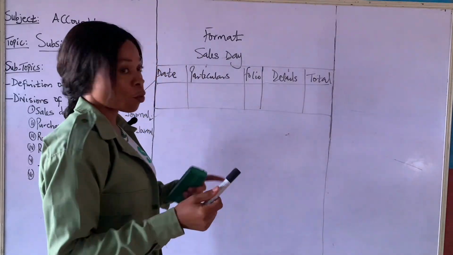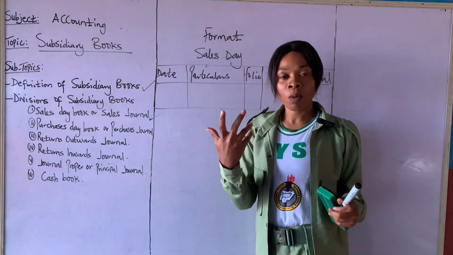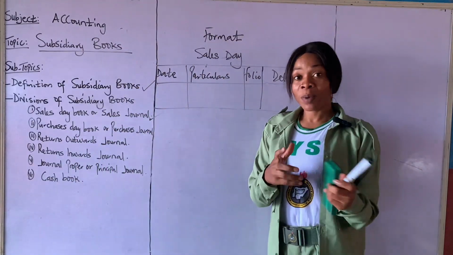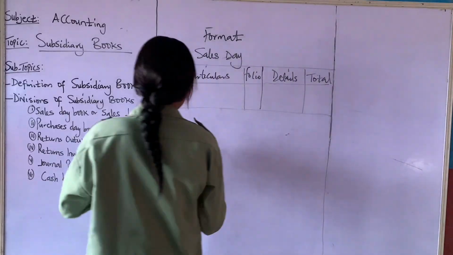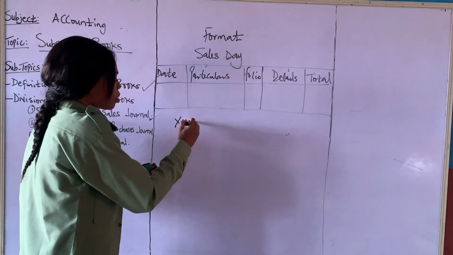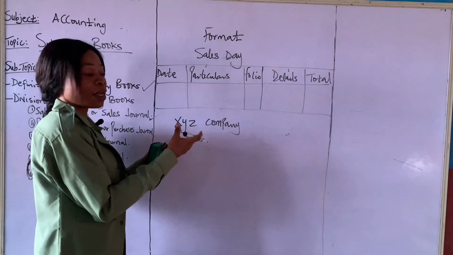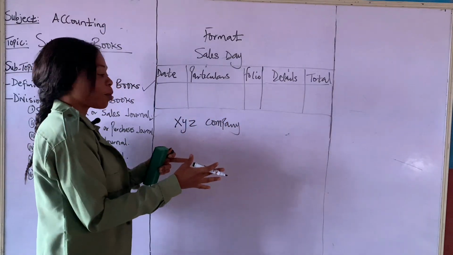Okay, so we proceed. This is the format. I'm going to pick an illustration, then we work on it for better clarity and understanding. So let's assume XYZ company. This is the name of the organization, the business we are looking at.